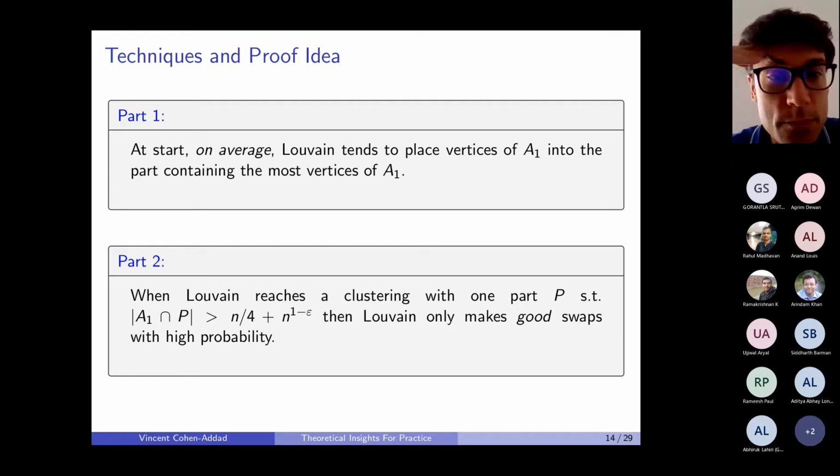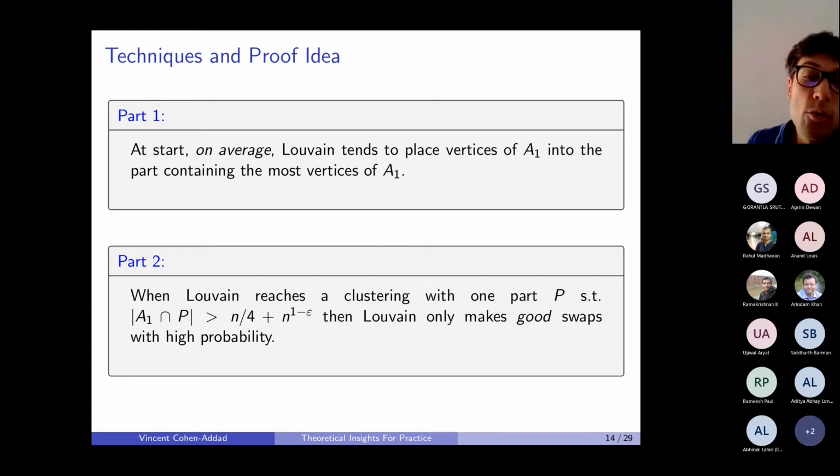But essentially, the first part says that when you start with your initial partitioning, you can show that on average, Louvain will place the vertices of A1 into the part containing the most vertices of A1. So you will start correctly classifying vertices, right? Because in the end, what you want is that all the vertices of A1 are in the part containing A1, and all the vertices of A2 are in the same part. So if you start putting vertices of A1 on one side and vertices of A2 on the other side, then you are happy. And that's what we managed to show, that on average, this is what's happening.